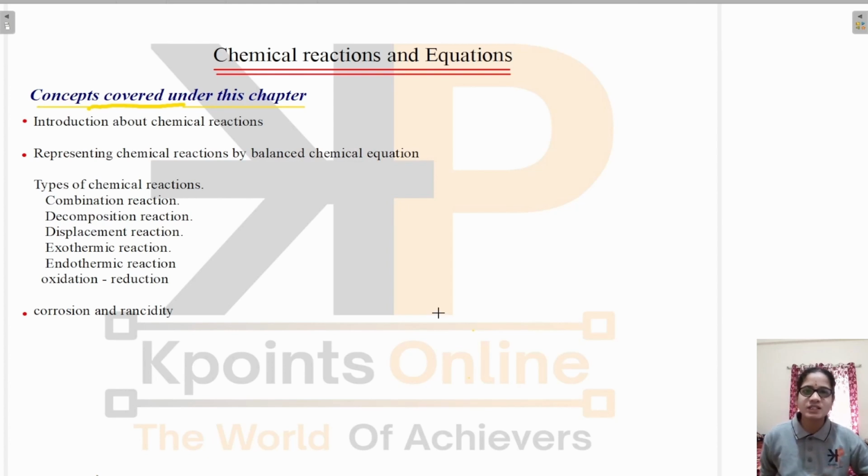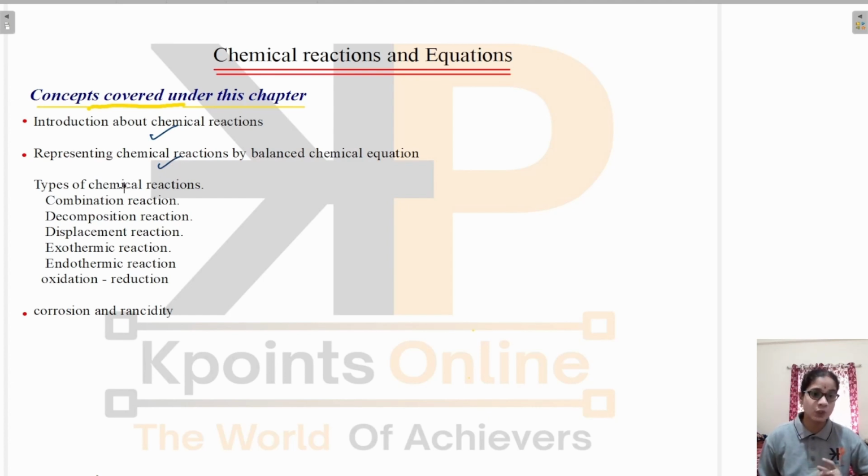Today we are going to start the chapter Chemical Reactions and Equations. Yes, this is a very important chapter. What are the concepts that we will be studying here? An introduction to chemical reactions, how we represent a chemical reaction in the form of an equation, and how we balance a chemical reaction.